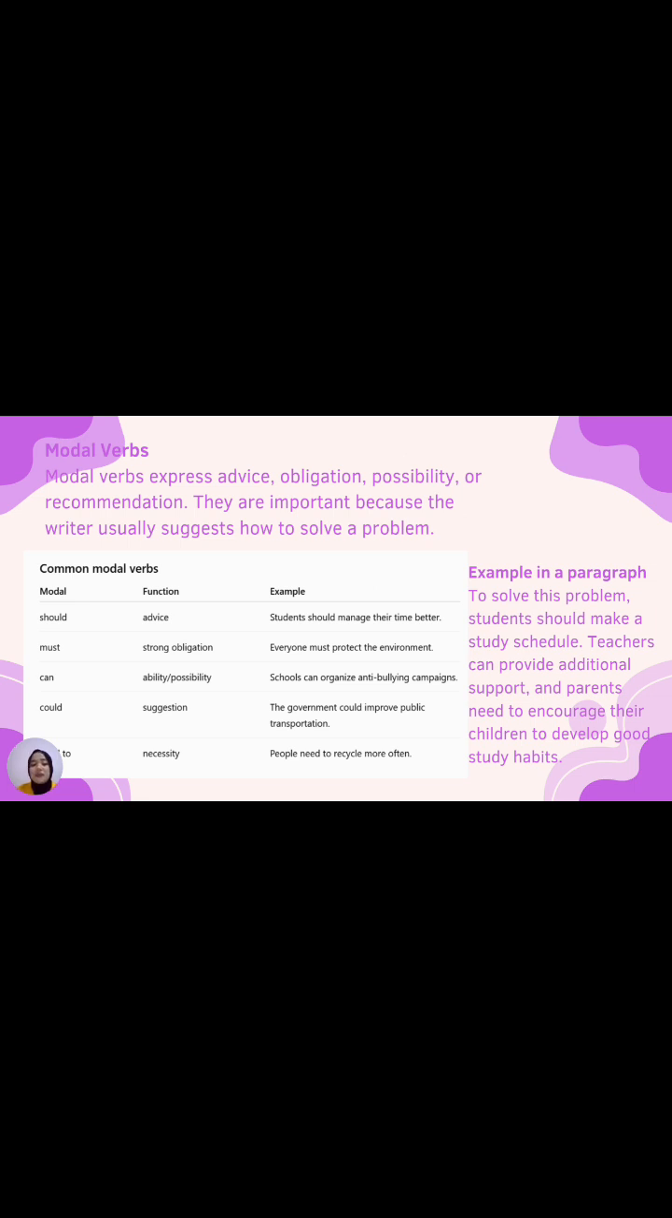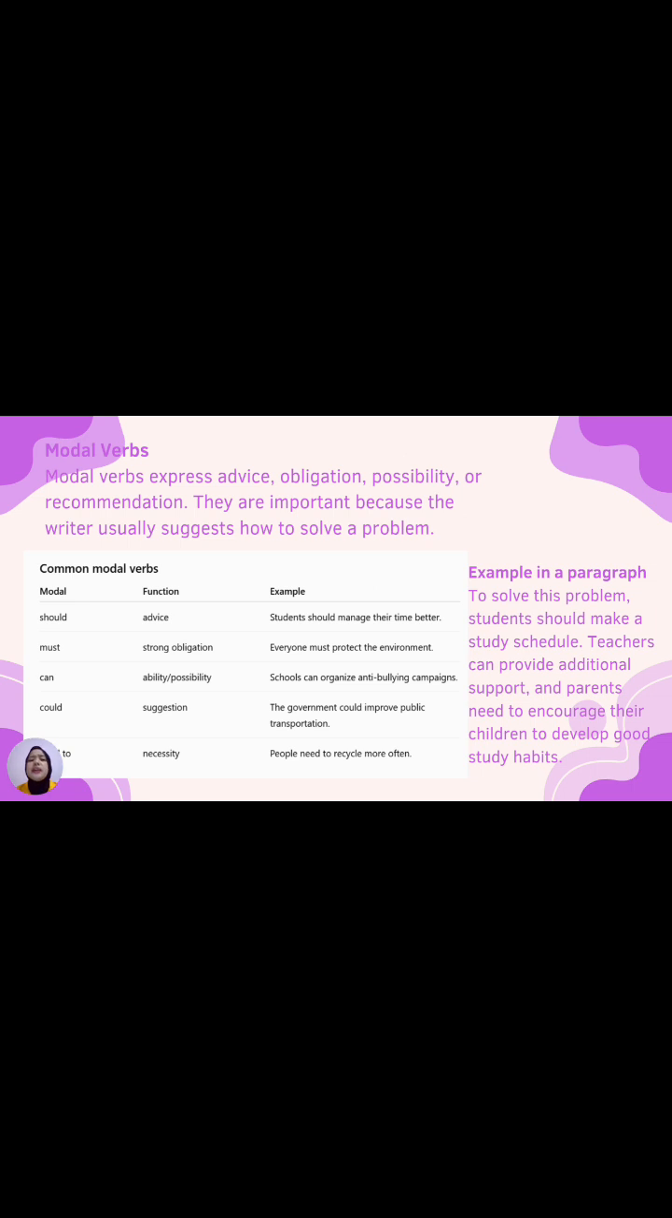Okay, the next is about modal verbs. Are you familiar with modal verbs? Modal verbs express advice, obligations, possibility, or recommendations. They are important because the writer usually suggests how to solve a problem. Common modal verbs are should, must, and can. For example, should functions as advice.